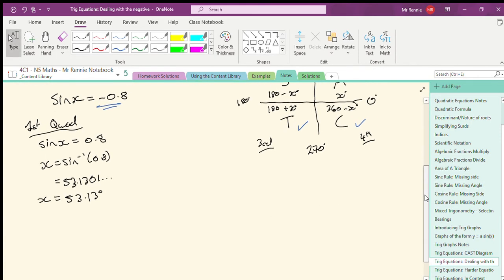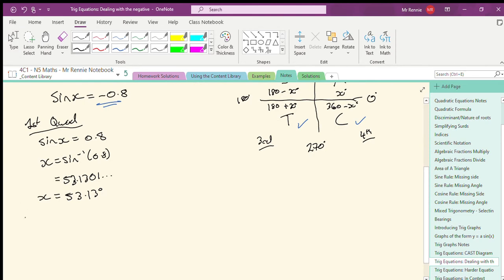My first answer lies in my third quadrant. So let's go to the third quadrant, and the rule in the third quadrant says I do 180 plus my answer x. That means 180 plus 53.13, and if I do that properly, I should get the answer 233.13 degrees. So that is one of my answers.